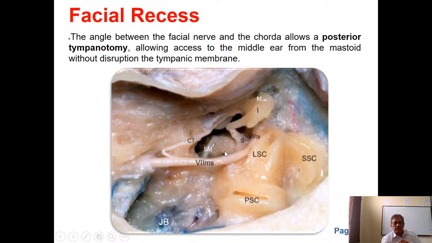a small opening, which is covered by the secondary tympanic membrane. That is the round window. Okay, and that is the facial recess, that area is. So this is how you approach the middle cavity through the facial recess, and put the electrodes into the inner ear.